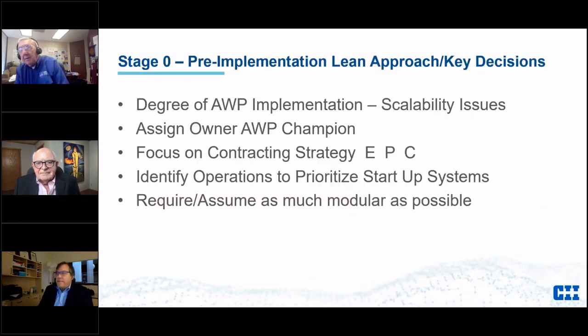Yeah, as I mentioned, we live in a Fluor, Bechtel and Davis-like revamp world. For every major project that's out there, there's probably 1,000 small projects. And that's the world we live in, and that produces the issue of scalability. So one of the first things we have to look at when we identify a project is, what degree of AWP are we going to apply, implement on this particular project?